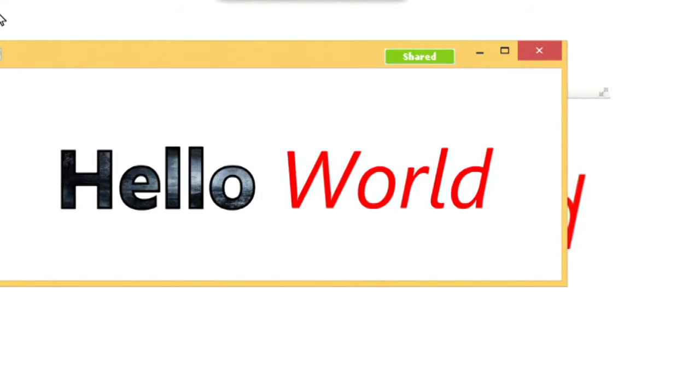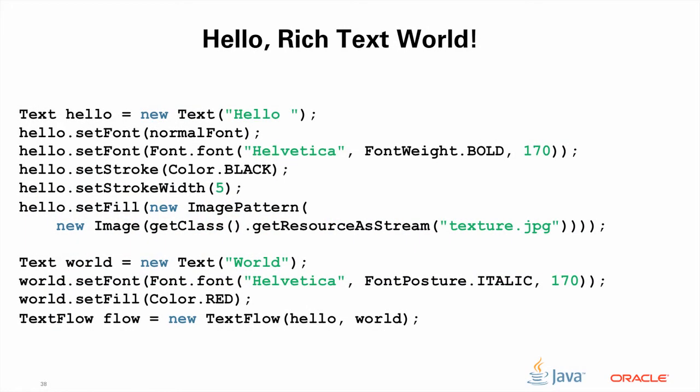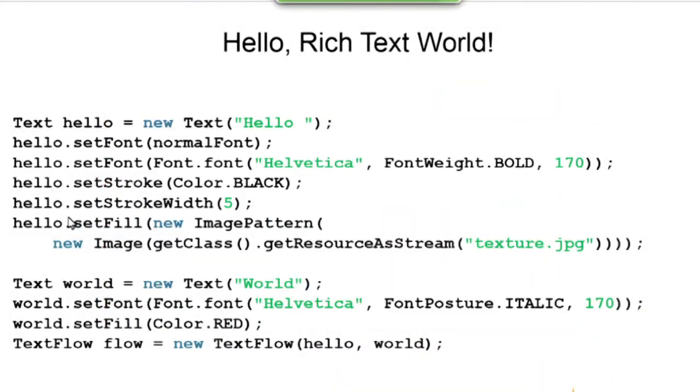But the code behind that is here. So we're creating a text out of a string, and then we're setting the font to it, and then we're creating another text, and then we're setting the font, fill color, etc., and then we're creating a new TextFlow, and then passing both of those text objects into the constructor of the TextFlow. And that's how this example was created.